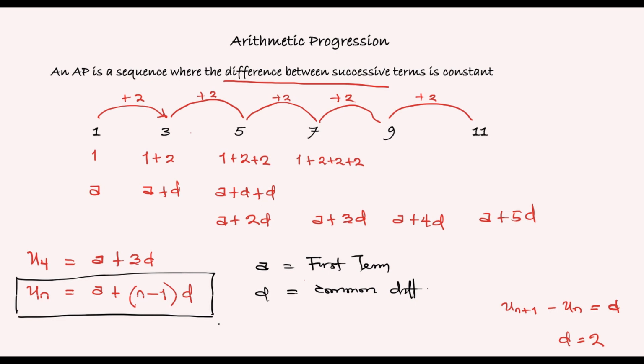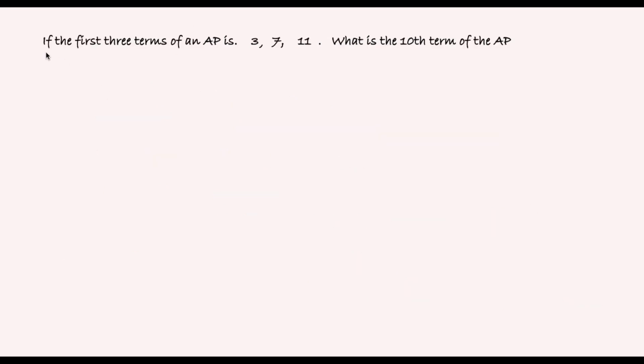So now, knowing this, let's solve some examples. Our first example says, if the first 3 terms of an arithmetic progression are 3, 7, and 11, what is the nth term of the arithmetic progression? Now, we've been told that this is an arithmetic progression, so we don't need to confirm that it is. But if we were not told and we wanted to confirm it, all we have to do is find out if the difference between each of these successive terms is the same.